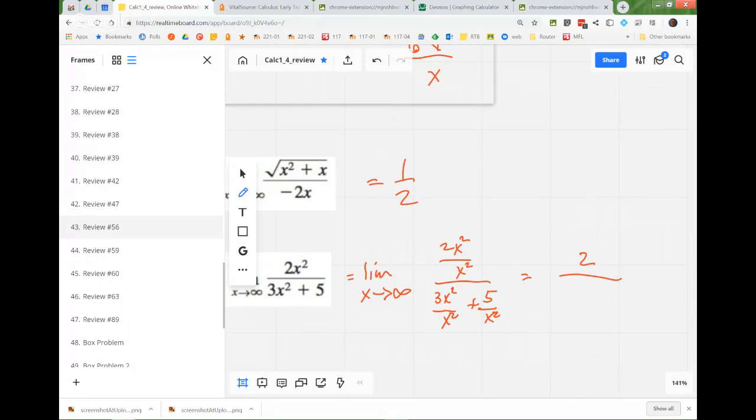On the bottom, what's 3x squared over x squared? 3. And what's 5 over x squared? What's the limit of 5 over x squared as x approaches infinity? 0.